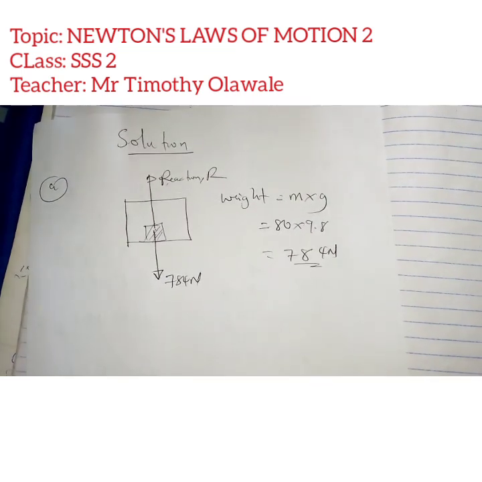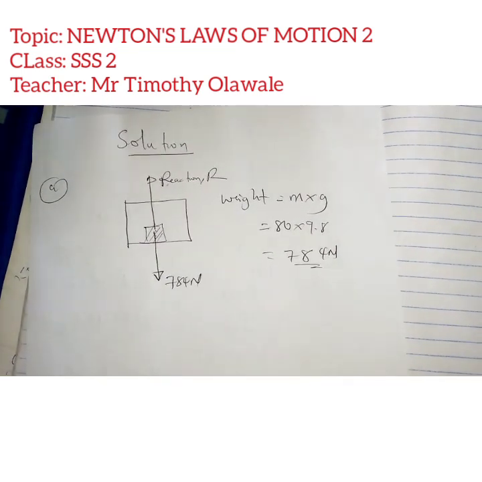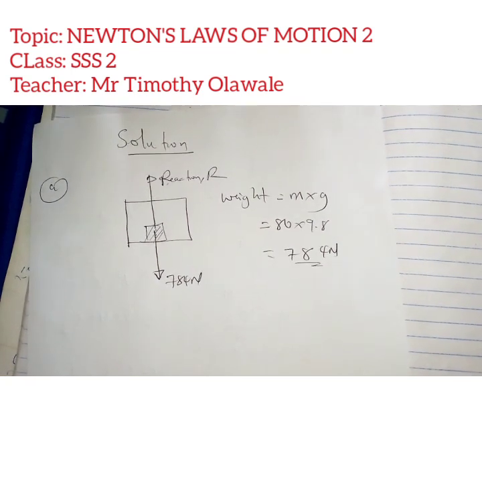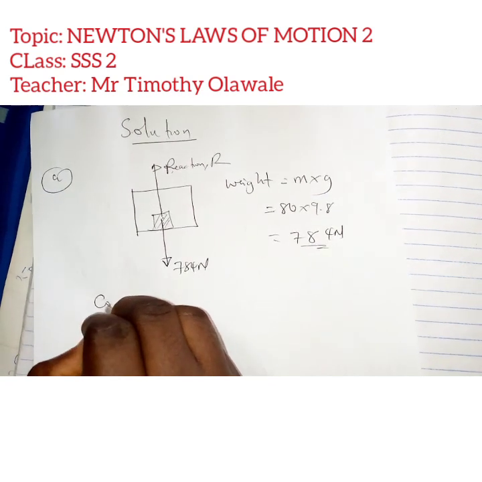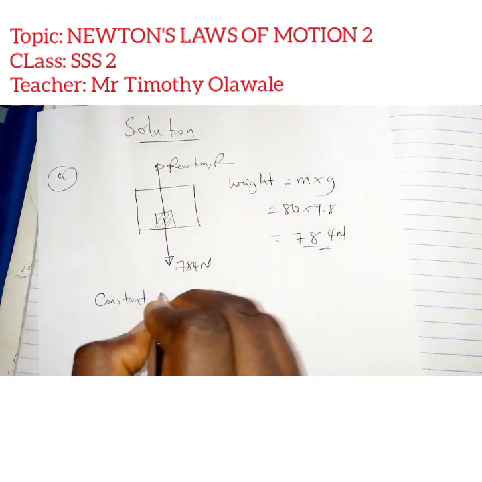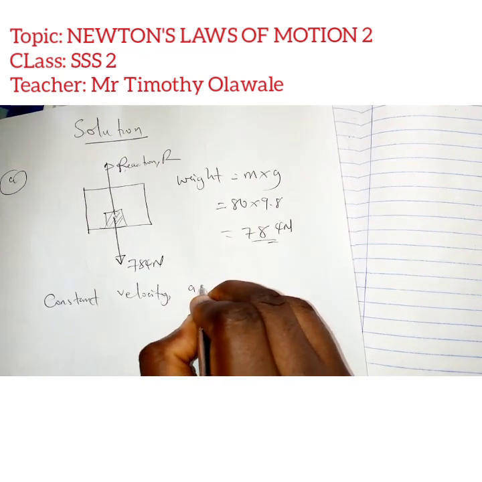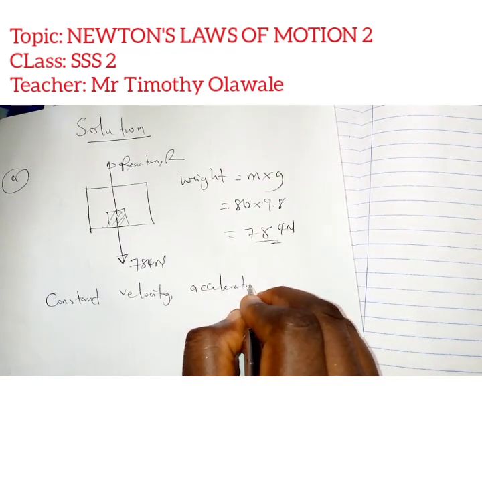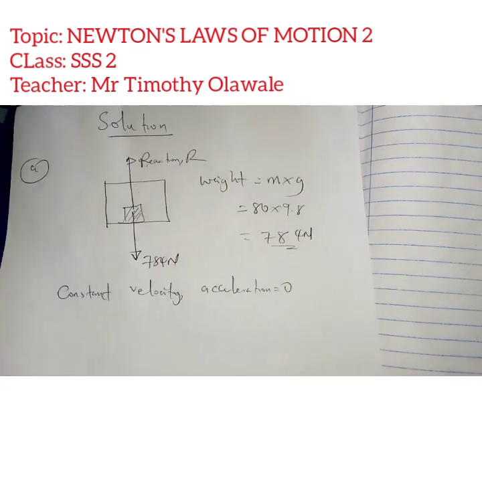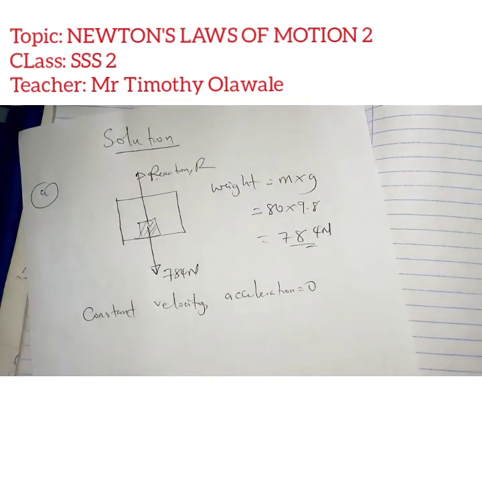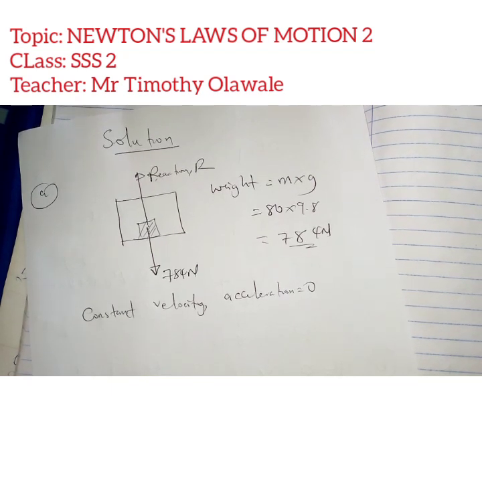The first question says find the reaction between the floor and the lift if the body moves upwards at constant velocity. All right, at constant velocity, please pay attention. At constant velocity, acceleration is 0. Whenever you hear constant velocity, what it means is that the acceleration is 0. So that means a is 0.